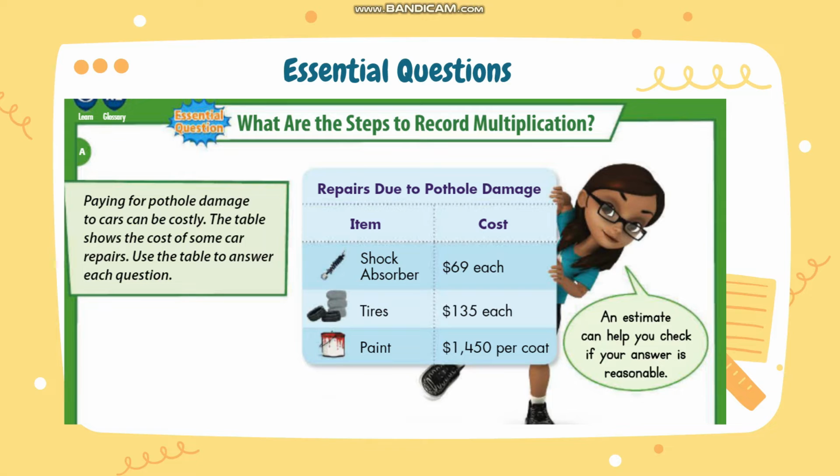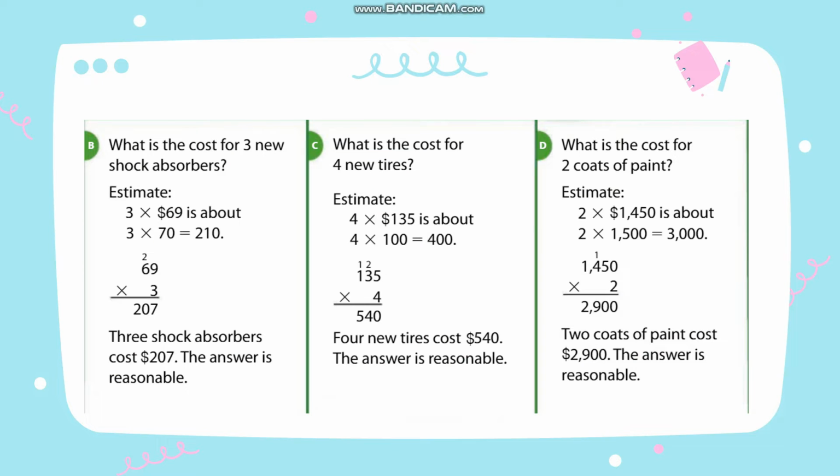So as you can see, we have 3 items here. We have the shock absorber, which costs $69 each, the tires, $135 each, and the paint, which is $1,450 per coat. So what are we going to do? We simply multiply. To find the cost of the 3 new shock absorbers, we need to estimate first to find out if our answer is reasonable at the end.